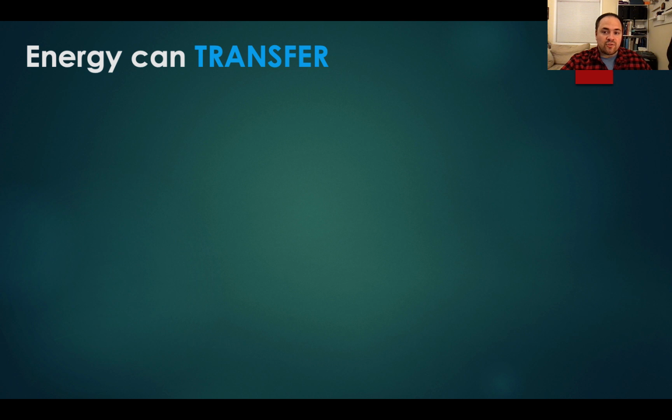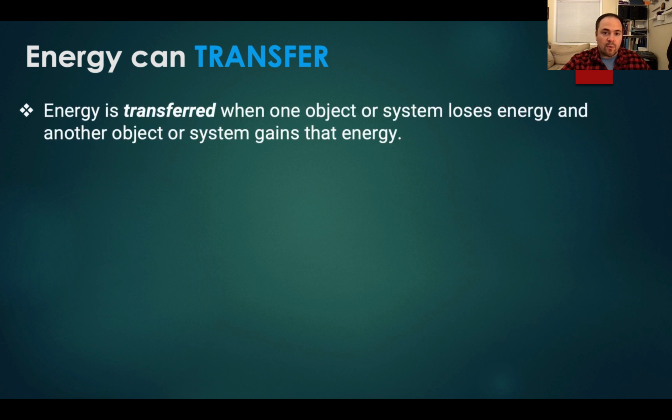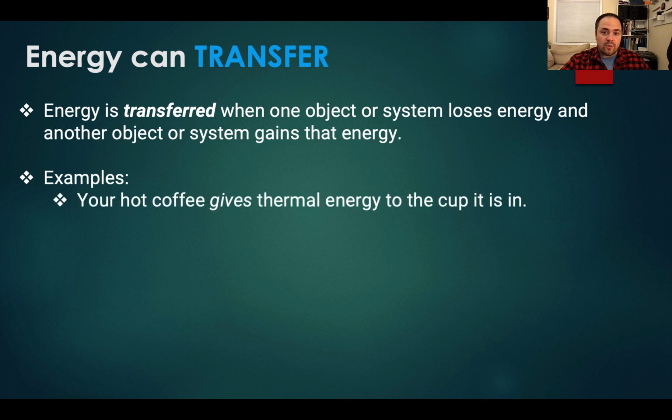So, energy can be transferred. It's transferred when one object loses energy and another object gains that energy. And so, again, we're accounting for it. One object losing it doesn't mean it's destroyed, it just means it's going to get gained by another object or system. An example of that would be when you have hot coffee in a cup. Some of that thermal energy is going to get transferred to the cup from the coffee, so the coffee loses that thermal energy, but the cup is taking that thermal energy, so we are accounting for it. We know where it went.